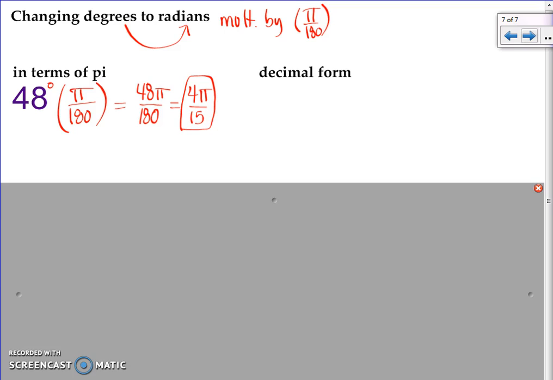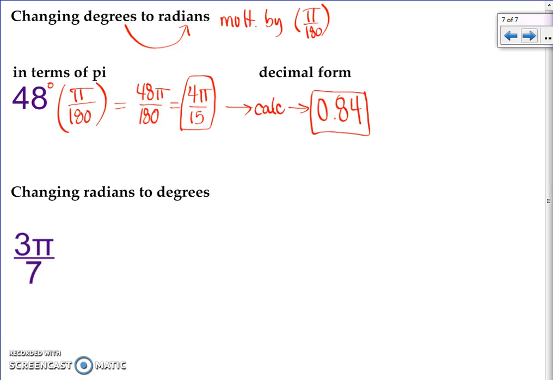Now, if we want decimal form, all you do is put that in your calculator, the whole thing, 4 times pi divided by 15, and we get what decimal? So that's the process there. Now, if we're going backwards, changing radians to degrees, all you do is you flip your multiplier.